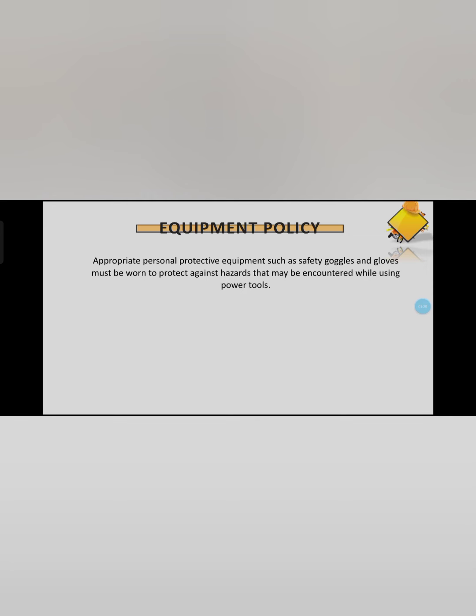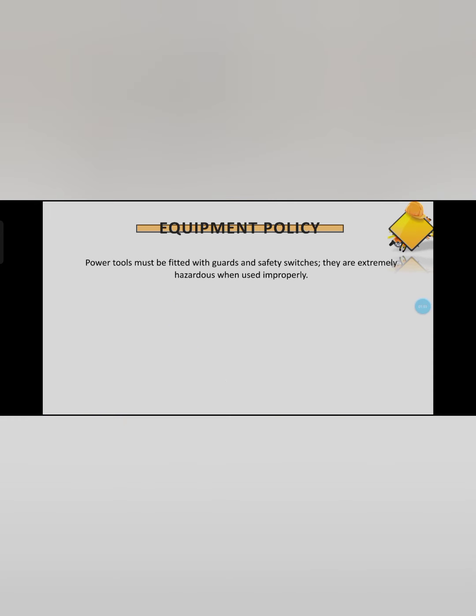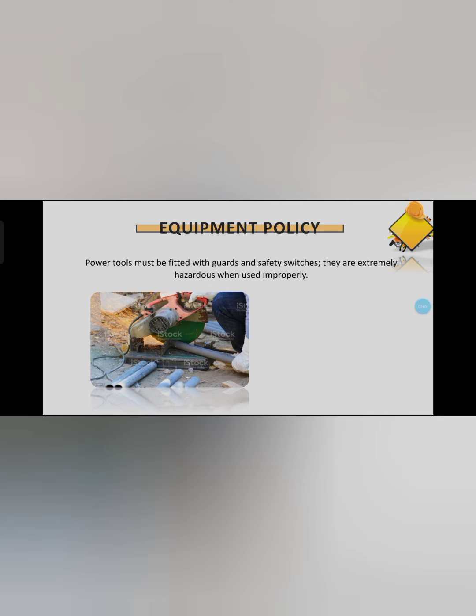Okay? So take note that appropriate personal protective equipment such as safety goggles and gloves must be worn to protect against hazards that may be encountered while using power tools. Okay, so PPE and safety goggles and gloves must be worn. Okay, take note of that one. Next, the power tools must be fitted with safety guards and safety switches. So they are extremely hazardous when used improperly. So take note of that one.